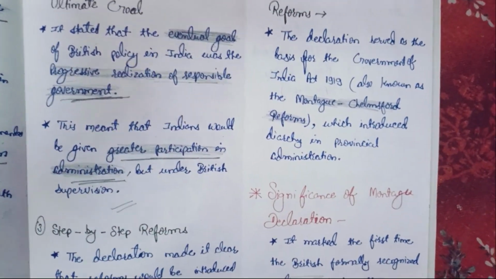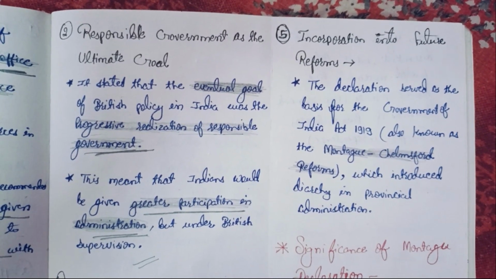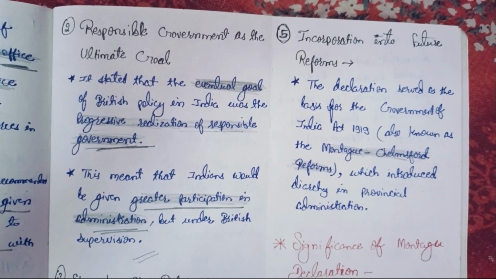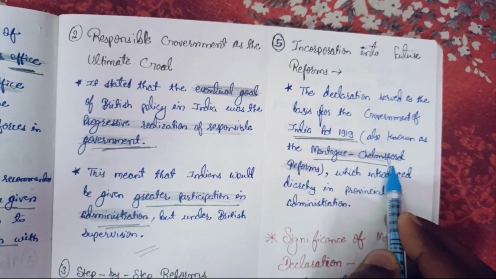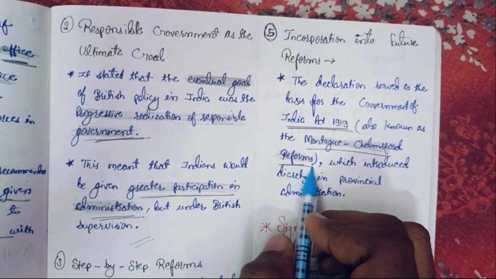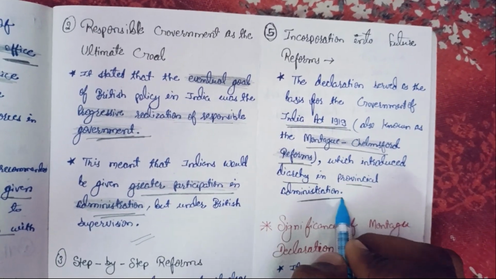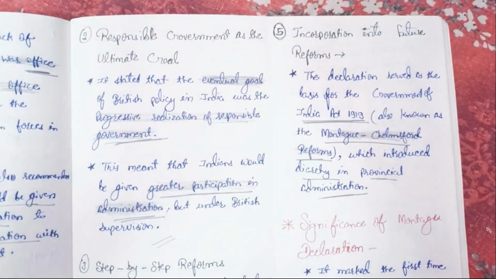Now number fifth provision is the incorporation into future reforms. The declaration served as the basis for the Government of India Act 1909, also known as Montague reforms, which we'll see later, which introduced diarchy in provincial administration. So in the coming video we will see what diarchy is.